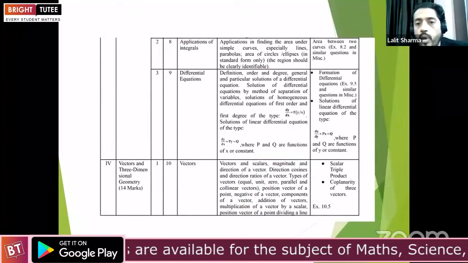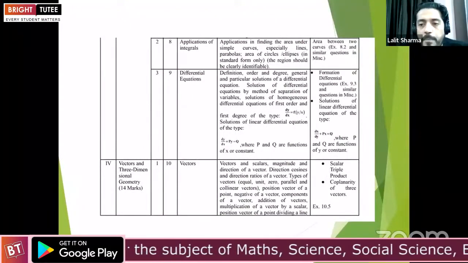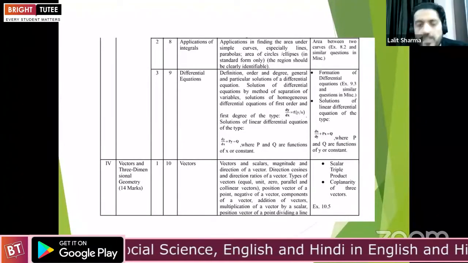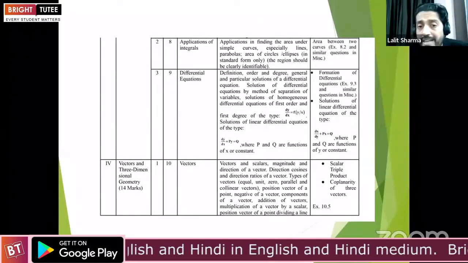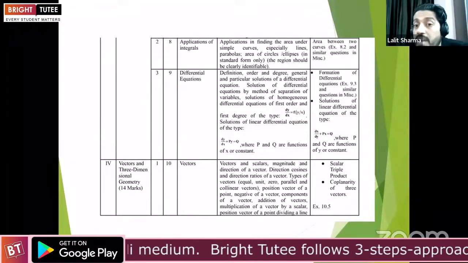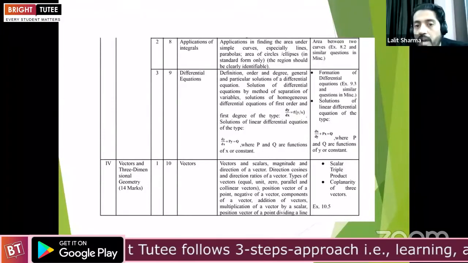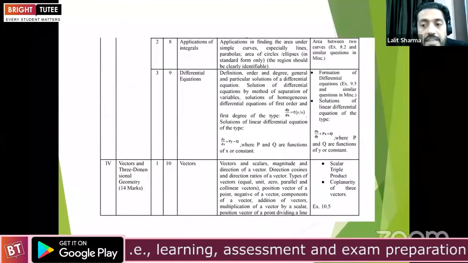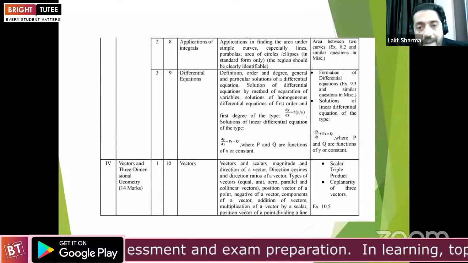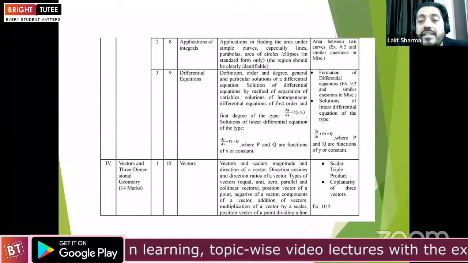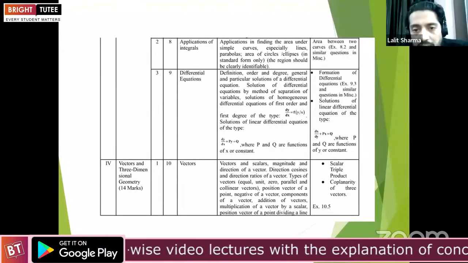So I hope you all can see the screen, and the second chapter under the section of calculus we have is application of integrals. This is chapter 8. It is very clearly mentioned: applications in finding the area under simple curves, especially lines, parabolas, area of circles, ellipse, in standard form only. So please remember that whenever a question comes of finding area, whether it is circle or ellipse, it is in the standard form. Now what do you mean by standard form?